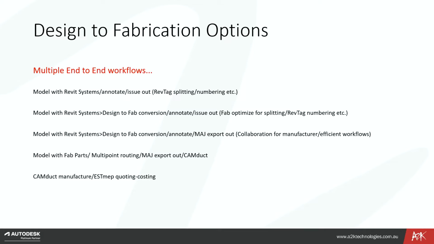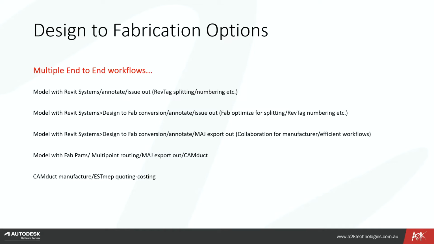If you have a look there, the first line is indicating that first workflow, where you might just be using Revit systems, Revit ductwork, for example. You're simply using that, you're going to annotate and detail straight onto that and issue that out as your deliverable. No fabrication involved. In brackets there, you can see our RevTag tool would be incorporated in that workflow to help with the splitting and the numbering, so help with the detailing side of things. And we're going to demonstrate a little bit of that for those of you that haven't seen that workflow in a sec.